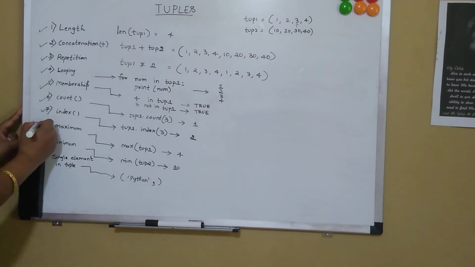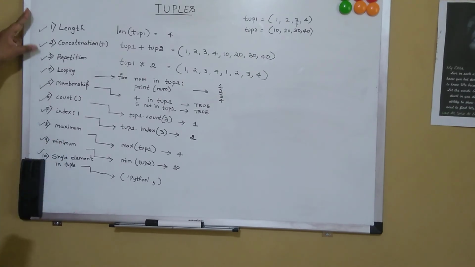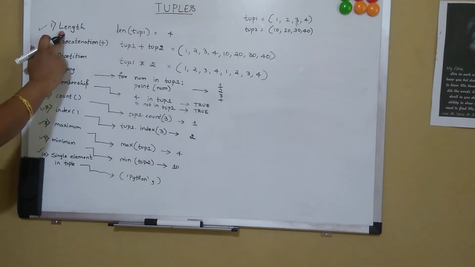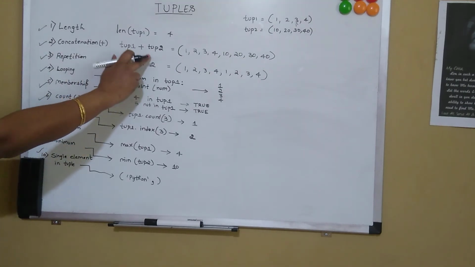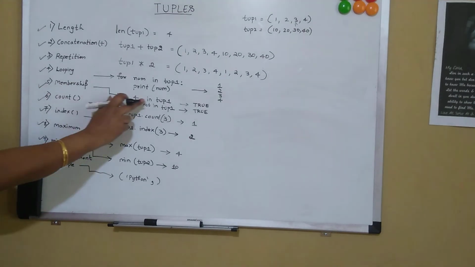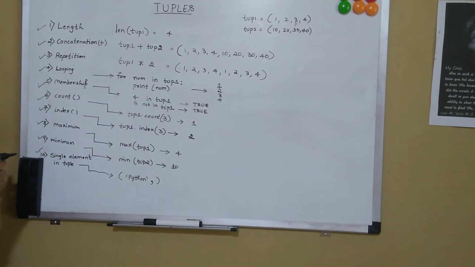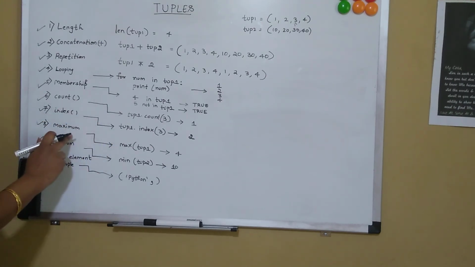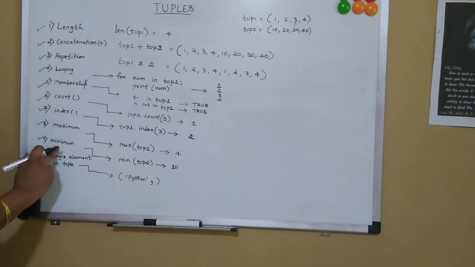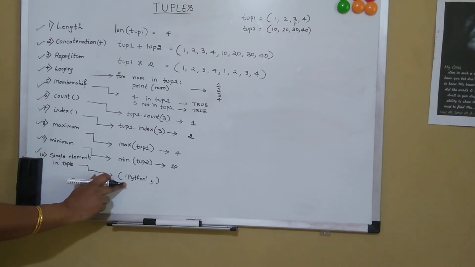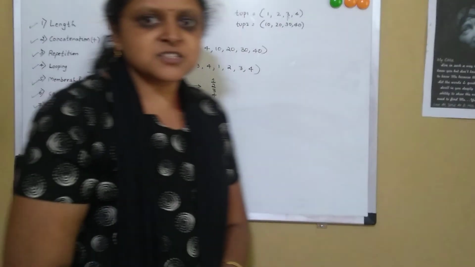So these were the different built-in operations which we have performed on the tuples data type. Hope so friends, it is clear for you. That the length, finding out the length of the tuple, concatenation of two tuples, repetition of a tuple, looping in tuple, membership in and not in, checking whether it's present or not present, the count built-in method, the index built-in method, finding out the maximum element in the tuple, finding out the minimum element in the tuple, and how to represent a single element in tuple.